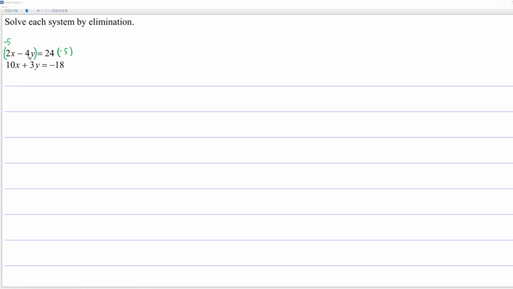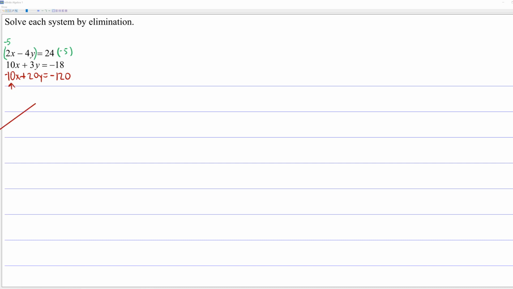So we're going to multiply the left-hand side by -5. Well, -5 times 2x is -10x. -5 times -4y is plus 20y. And 24 times -5, that's -120. So the reason I did this, you can see, is now I have a 10x and a -10x.